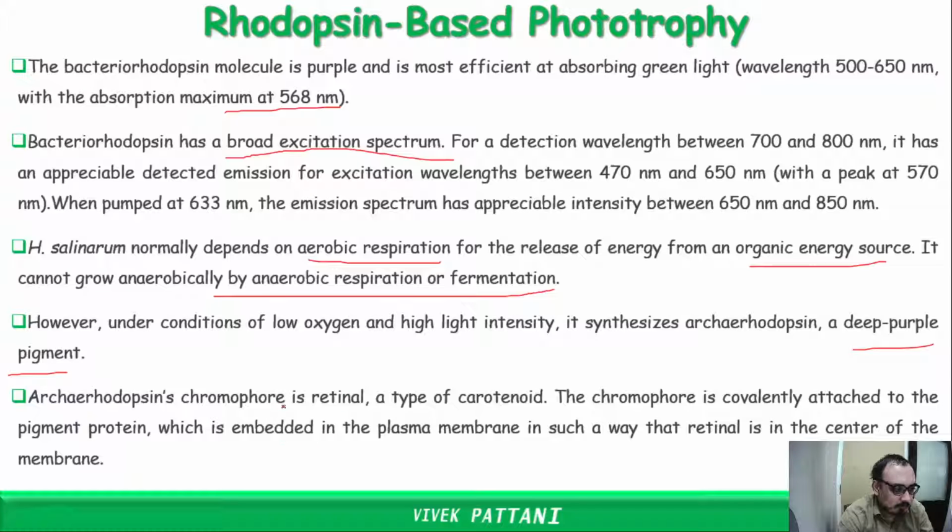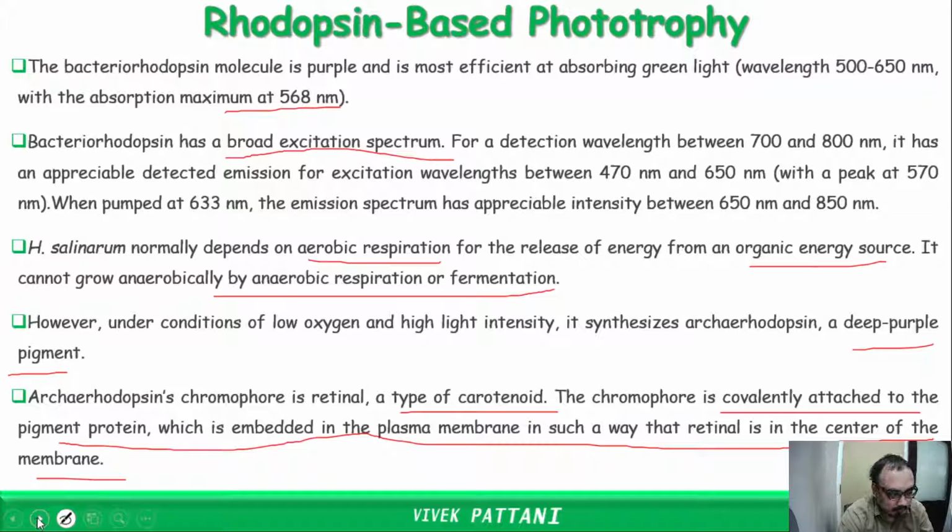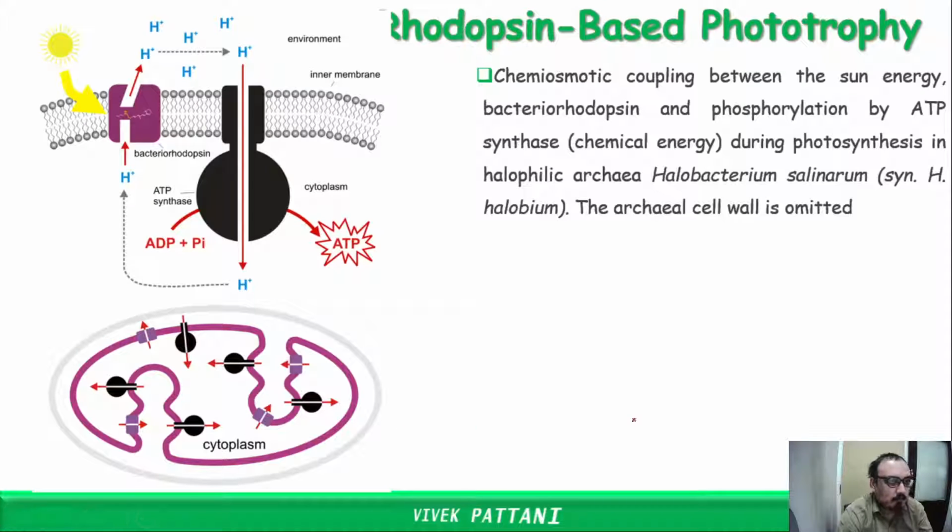And this chromophore is basically retinal, a type of carotenoid. This is the reason Halobacterium halobium are pigmented purple, or even various other colors such as red, orange, or yellow. The chromophore is covalently attached to a pigment protein which is embedded in the plasma membrane in such a way that the retinal is in the center of the molecule.